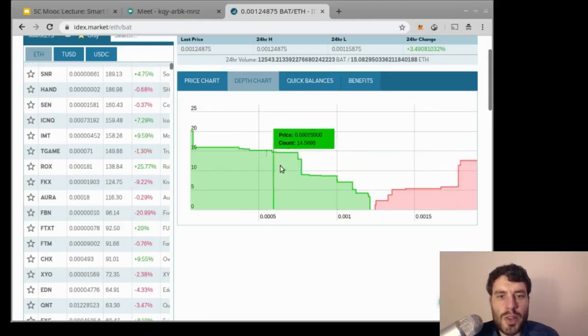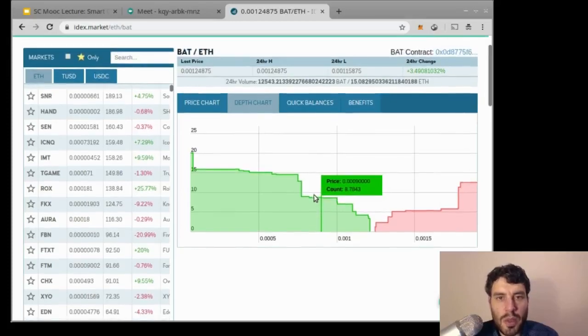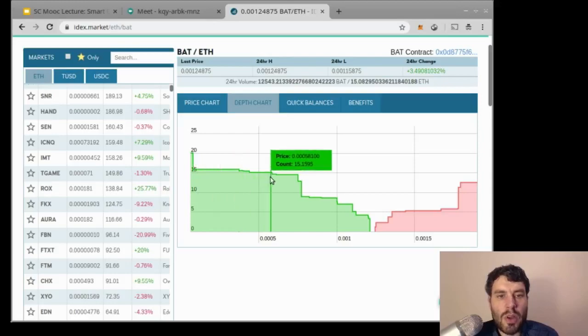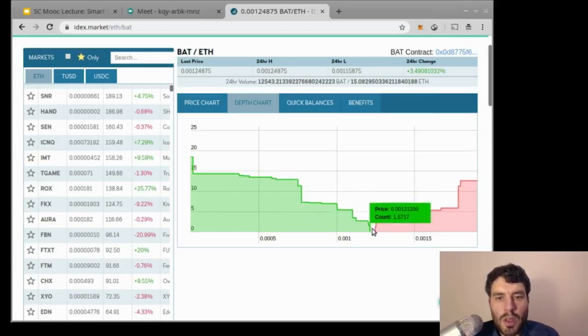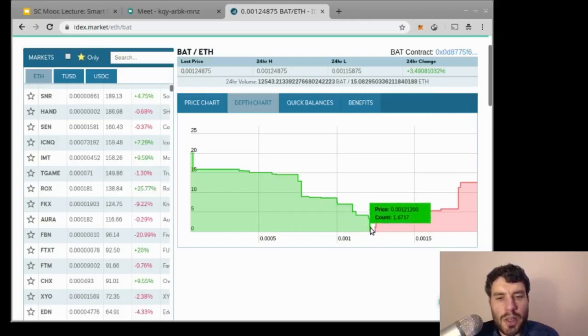Now, on the other side, what you're seeing in this green zone is standing offers of people who are offering to buy basic attention tokens. If I wanted to sell my basic attention token, I would be taking someone up on their offer that shows up in the green region here. Again, for the green region, if I wanted to sell a basic attention token, what I'm interested in is the highest price I can get for it. And so that's what's shown to me first.